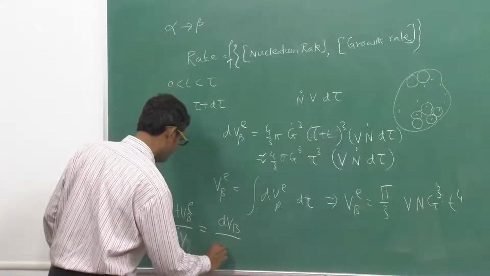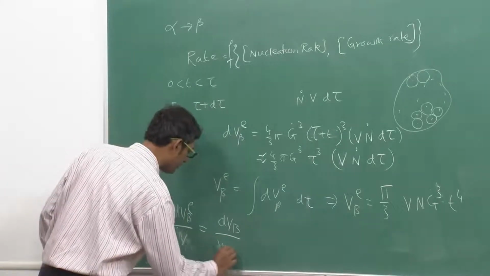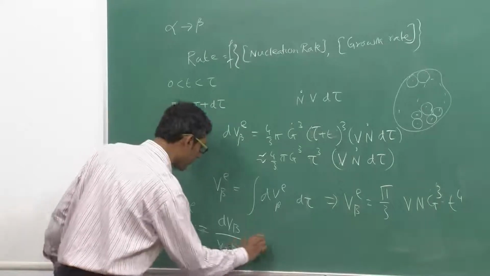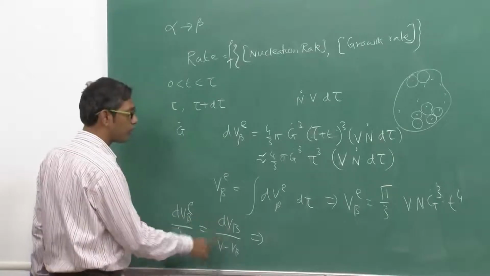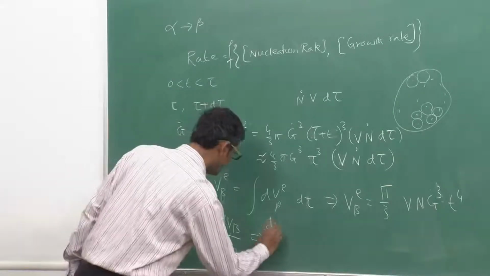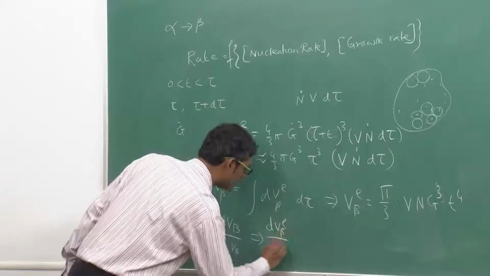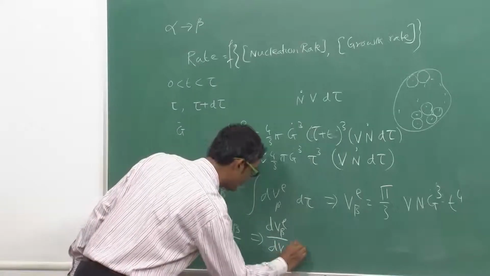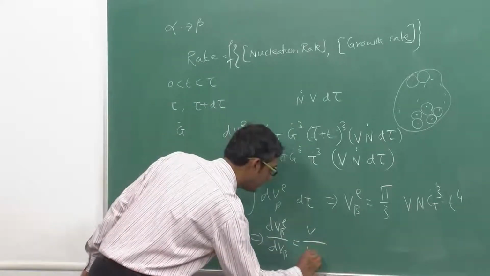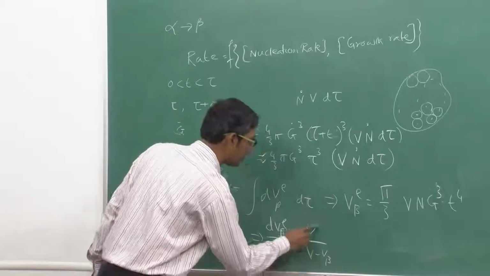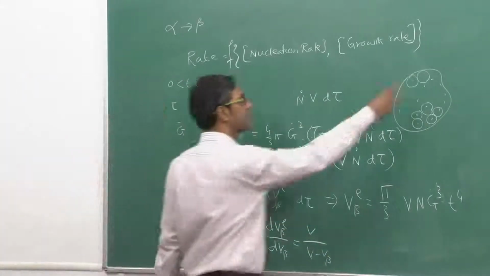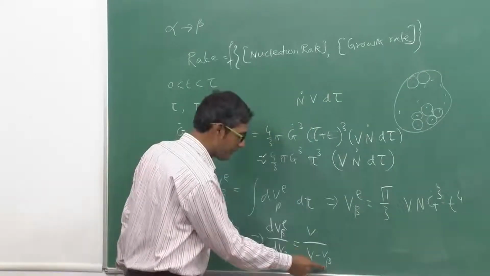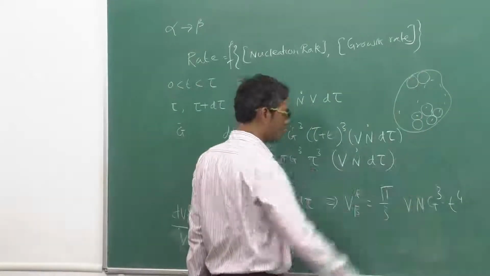It is better to write it like this. If this is the apparent volume and this is the volume which is actually transformed, this must be equal to V divided by V minus V beta. Remember, this V is the volume present in the material, the whole volume of the grain, and V beta is what is being transformed.